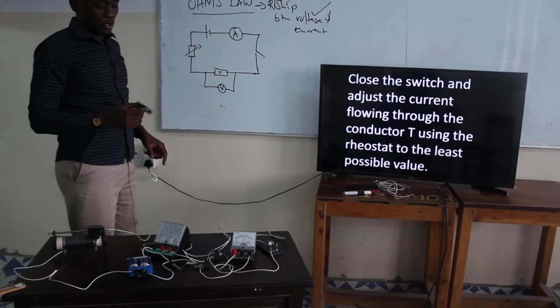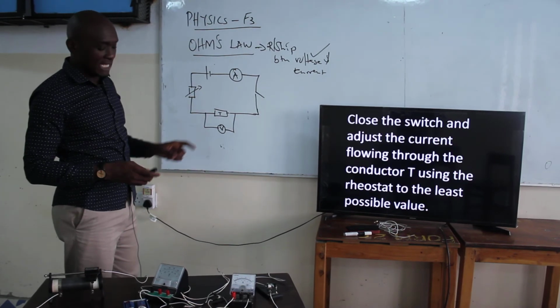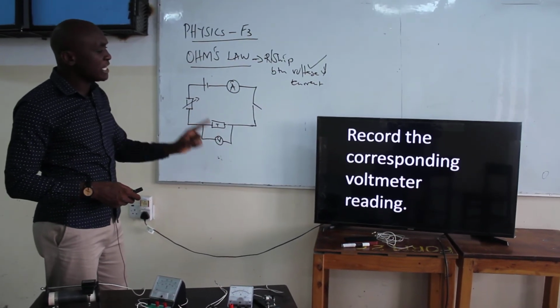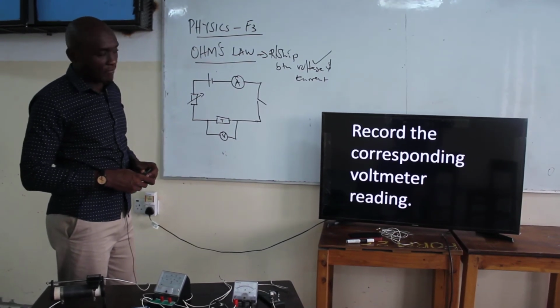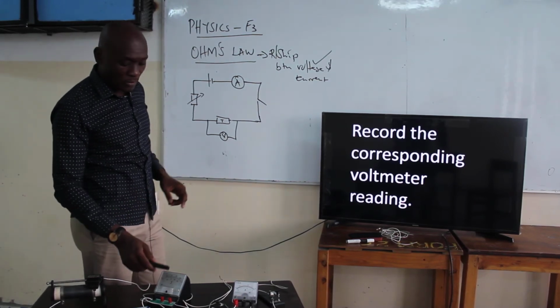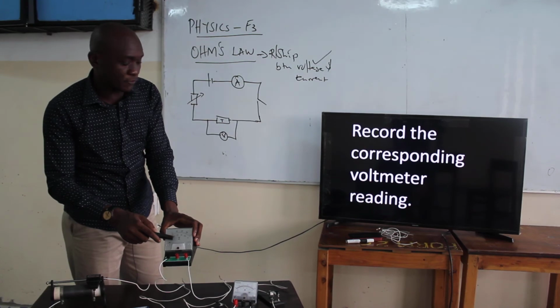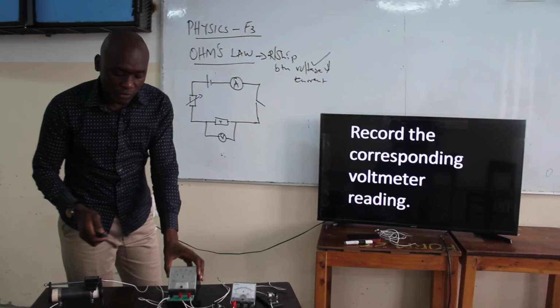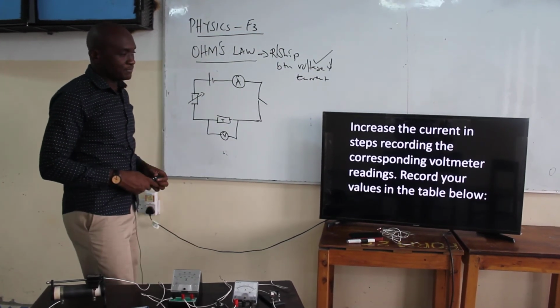That is where we need to start from. So you need to adjust that then to obtain the least possible values. Record the corresponding voltmeter reading. Very, very important. So we have to record the voltmeter reading, right? The voltmeter reading you are going to read from where? From the voltmeter.